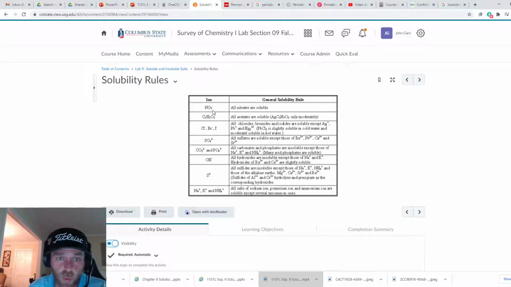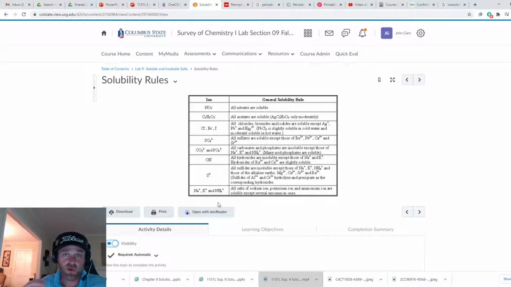NO3 has a 1 minus charge. Acetate, which is C2H3O2, has a 1 minus charge. Chlorine, bromine, and iodine all have 1 minus charges. Sulfate has a 2 minus charge. Carbonate has a 2 minus charge. Phosphate has a 3 minus charge. Hydroxide 1 minus. Sulfide 2 minus. Sodium, potassium, and ammonium all have 1 plus charge.